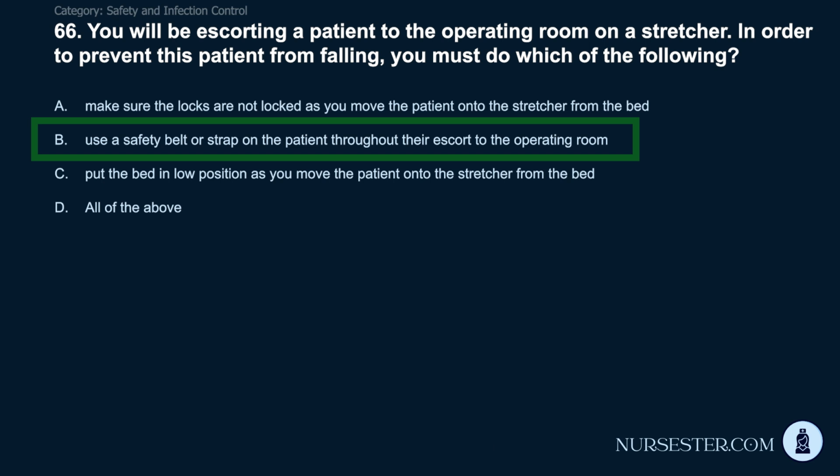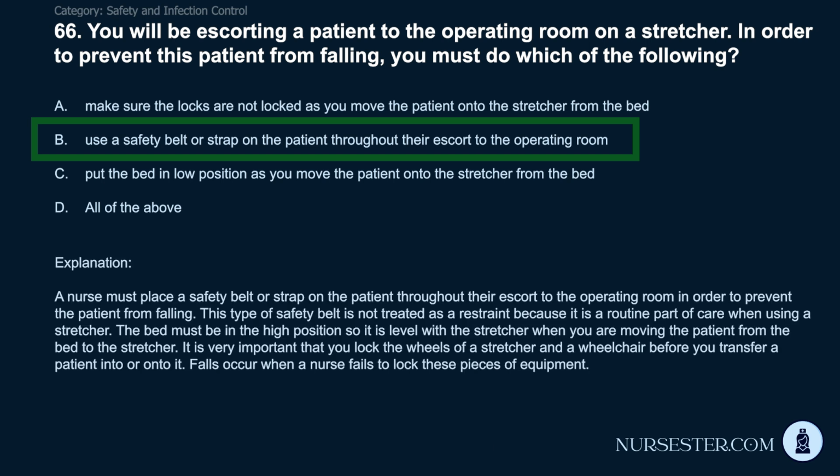Correct answer: B. Use a safety belt or strap on the patient throughout their escort to the operating room. A nurse must place a safety belt or strap on the patient throughout their escort to the operating room in order to prevent the patient from falling.